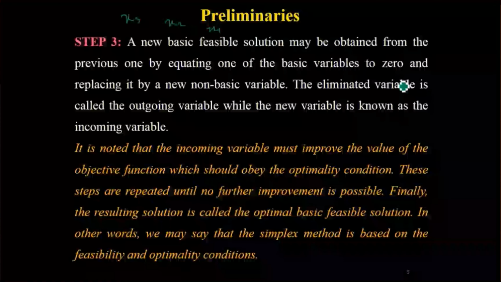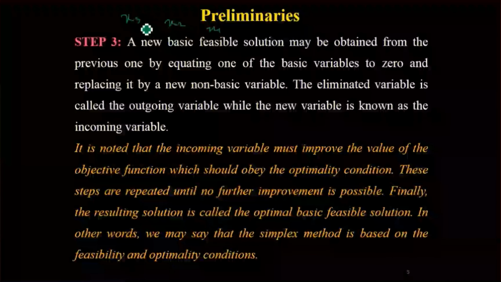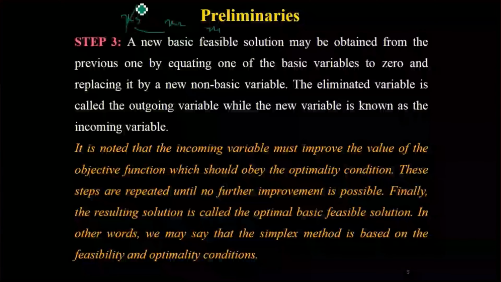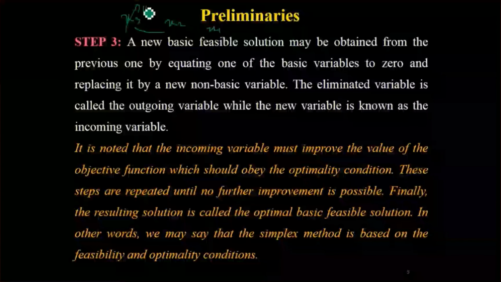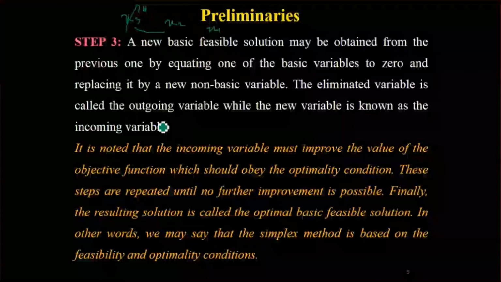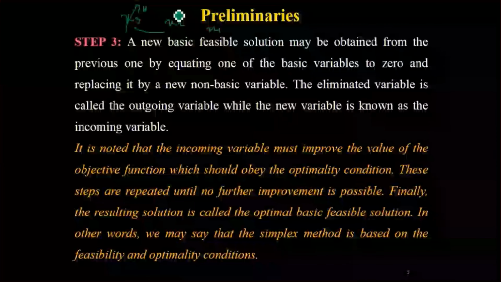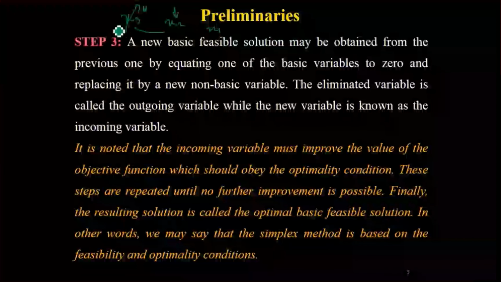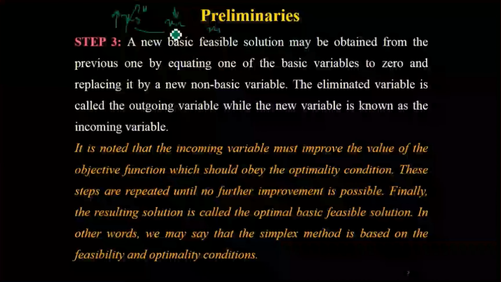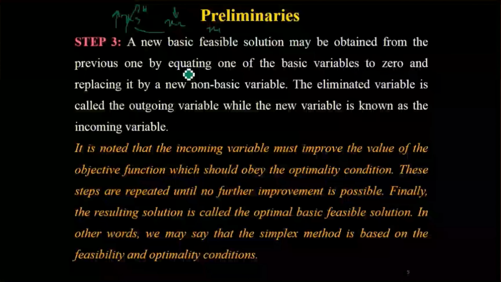The eliminated variable is called the outgoing variable. If you are going from this step to the second step, we will eliminate this one; we will not consider it. That is called your outgoing variable, while the new variable is known as the incoming variable. So this will be our incoming and this will be outgoing. That way we can search: one will replace another, then we will start the procedure. So that is the idea.